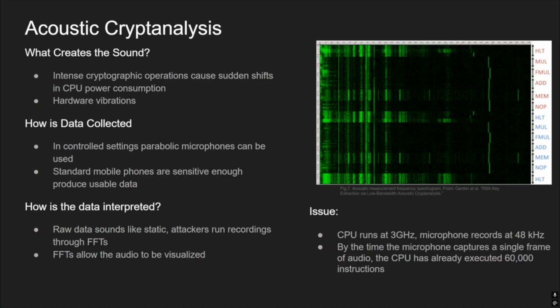The CPU runs at 3 GHz, or 3 billion operations per second, and the microphone only records at 48,000 samples per second. By the time the microphone captures a single frame of audio, the CPU has already executed 60,000 instructions.